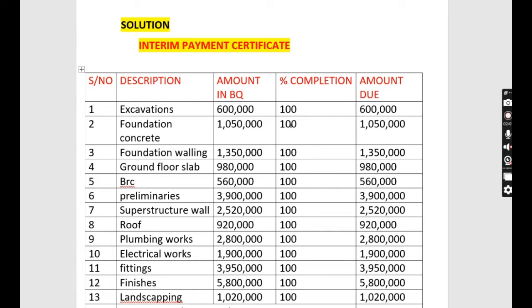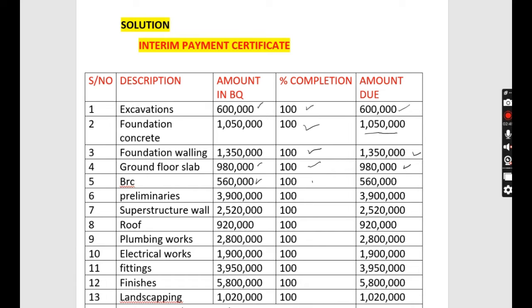So we have the item for excavation. The amount in the BQ is 600,000. Percentage is 100, so the amount due to be paid is 600,000. Foundation is 1,050,000, 100% completion, so what is to be paid is 1,050,000. Remember what we said is this times this divided by 100%. I did not see the need for doing the calculations because we had done them. Foundation walling is 1,350,000, 100%. What needs to be paid is 1,350,000. Ground floor slab is 980,000.